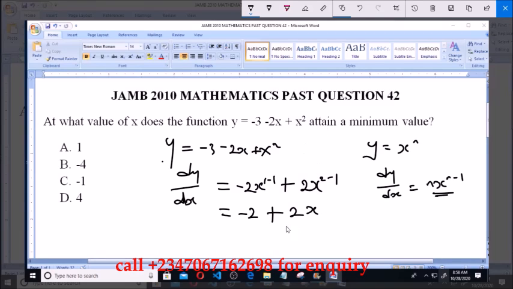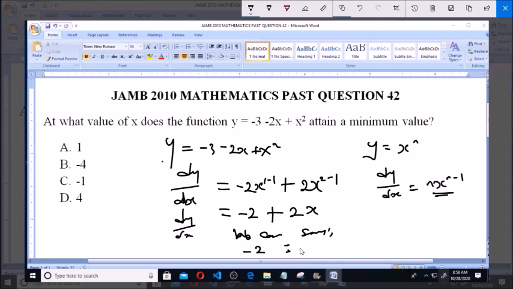Now we will not just stop here. Since dy/dx is equal to minus 2 plus 2x, for the minimum we set it to 0, so minus 2 plus 2x equals 0. Bringing this 2x to the left-hand side, we can say minus 2 is equal to minus 2x.